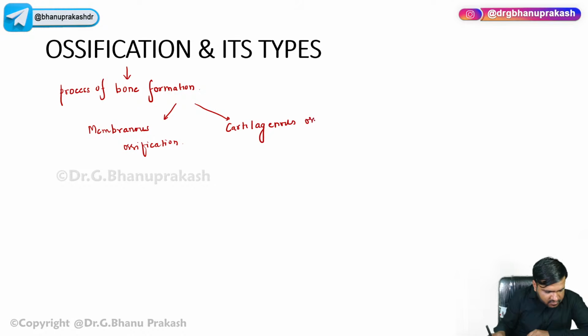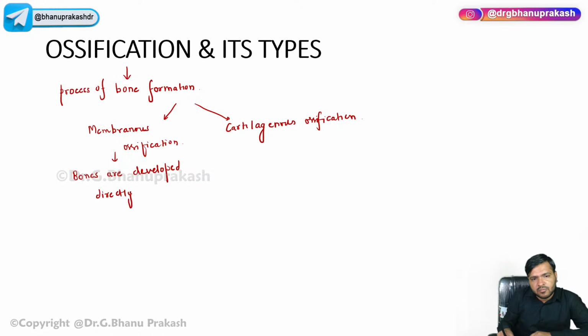Cartilaginous ossification. Now, you guys already know when I say membranous ossification, the bones are developed directly from the embryonic mesenchymal membrane. We have a mesenchymal membrane, and through that membrane, the bones are developing.